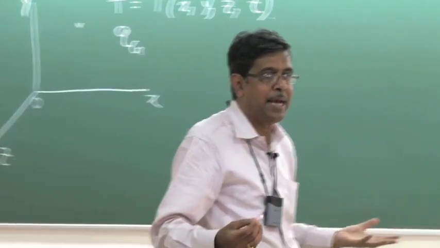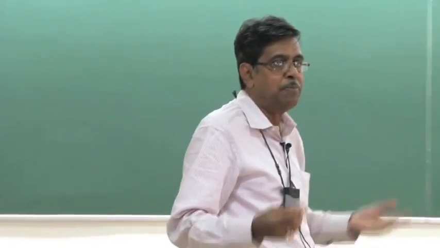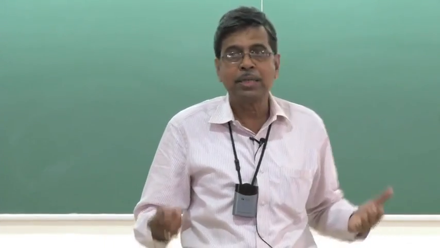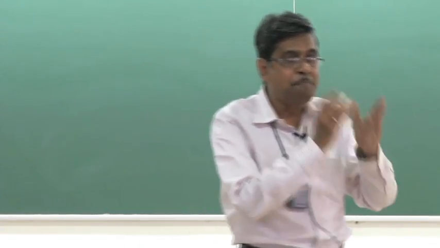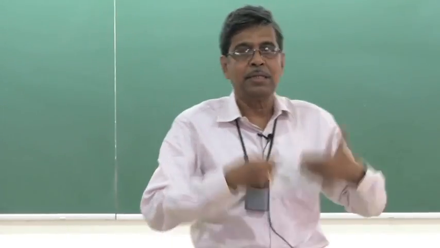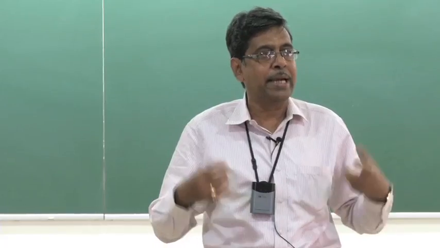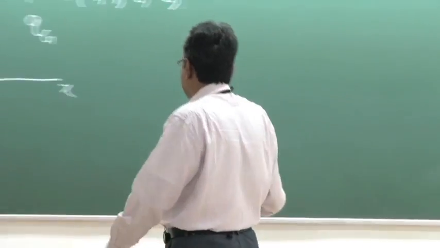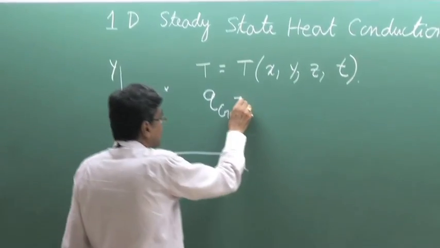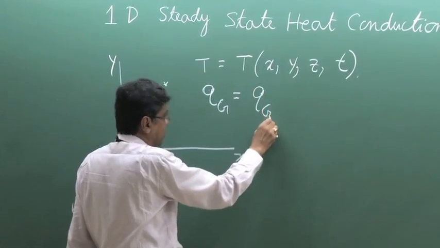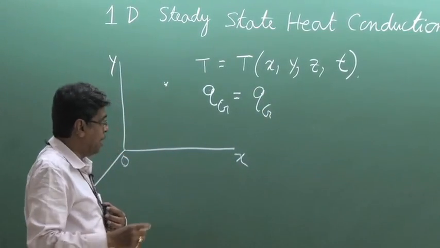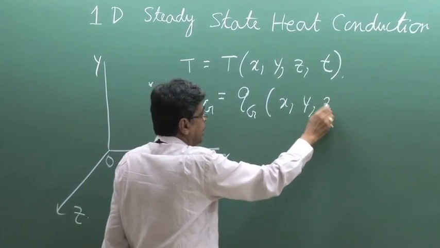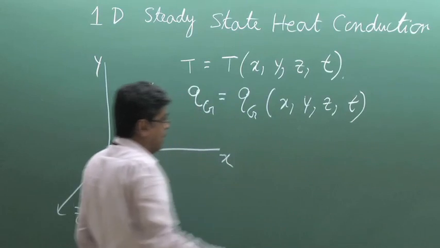The system may generate at all points, which may be dependent on the space coordinates or may be uniform, or the system may generate thermal energy at only some part of it. All these things will be taken care of in solving the equations. These are mathematical problems. But in general, we write q_g is also a function of x, y, z and t.